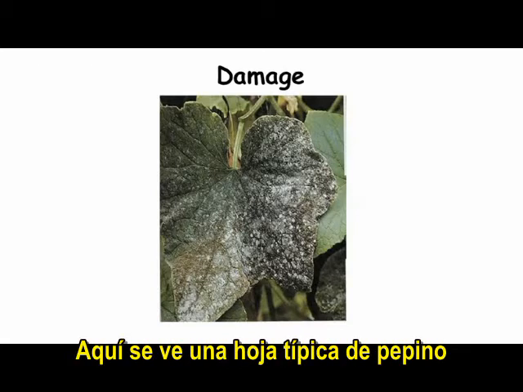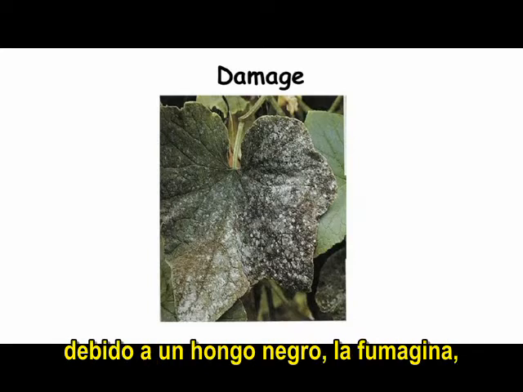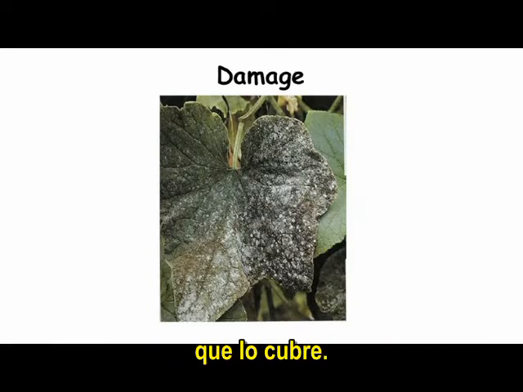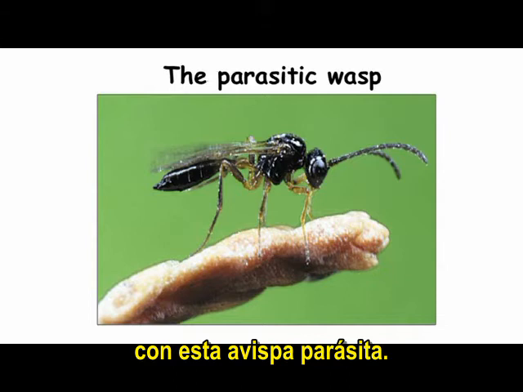Here you see a typical cucumber leaf that turned from green to black because of a black fungus, sooty mold, which is covering it. And here comes the salvation through this parasitic wasp.